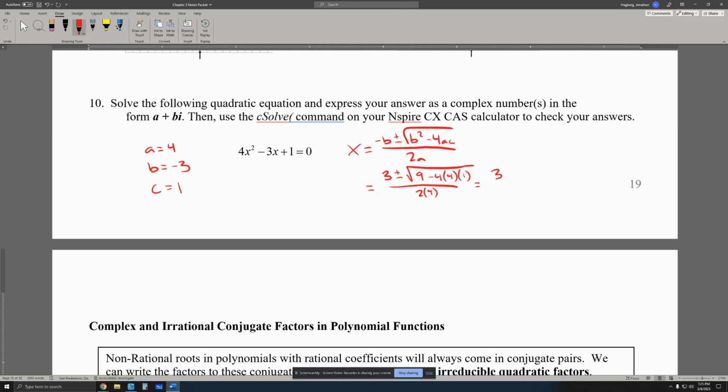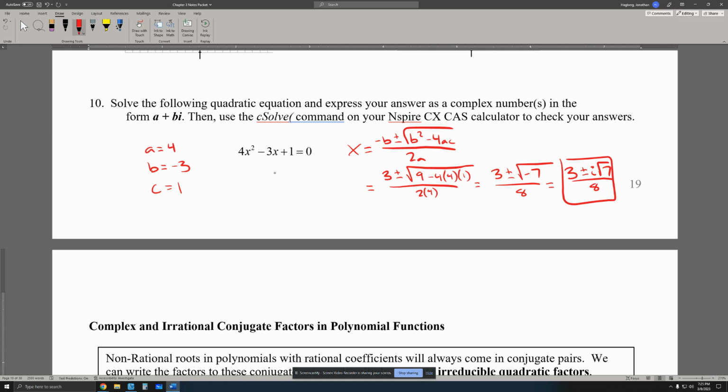So this would be equal to 3 plus or minus the square root of, we have 9 minus 16 is negative 7, all over 8. So this would be equal to 3 plus or minus i root 7, all over 8. The square root of 7 cannot be reduced, or simplified, I should say.